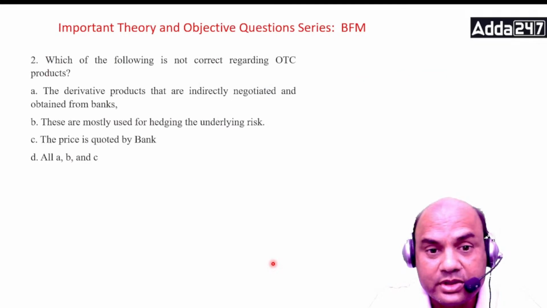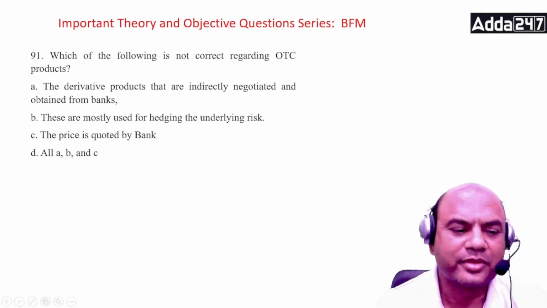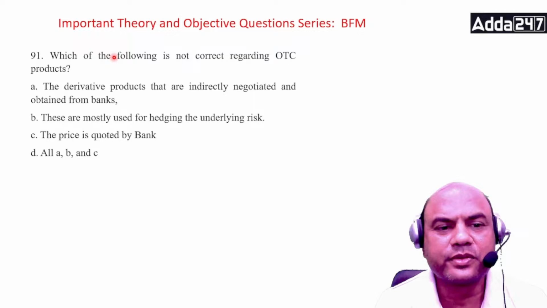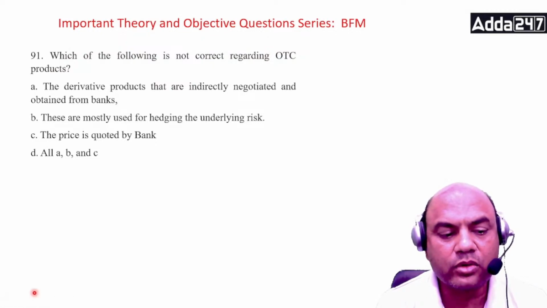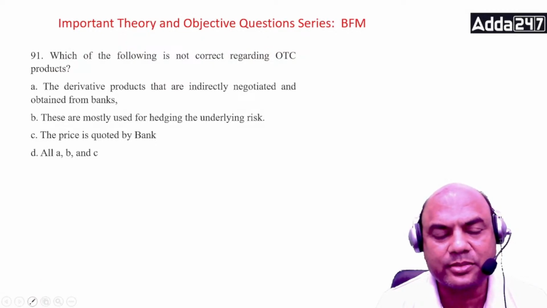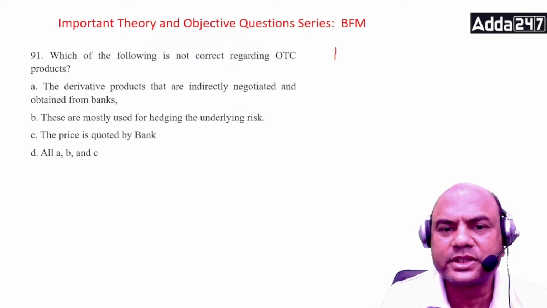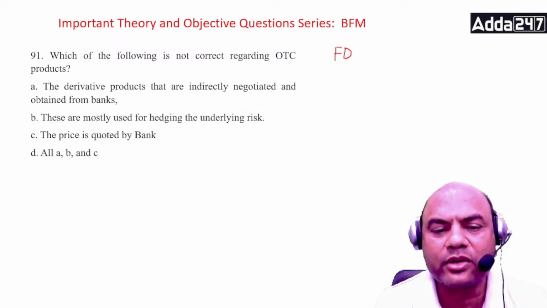Let's move on with the theory questions. Which of the following is not correct regarding OTC products? OTC means what? Over the counter. What are over the counter? Means which are directly exchanged with the customer on the counter. A simple example I'll give you is FD. Fixed deposit is an OTC product. There is no brain work required in a fixed deposit, right? Rates are given. You have to just follow the rates and move on, right? So what is not correct here?